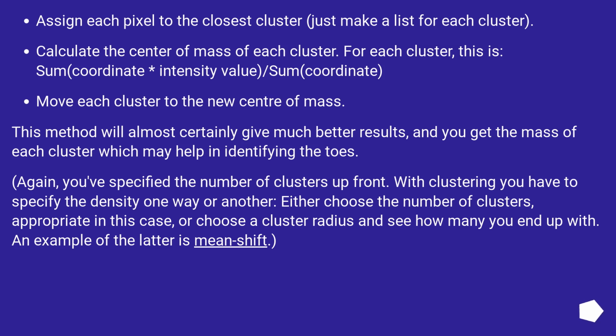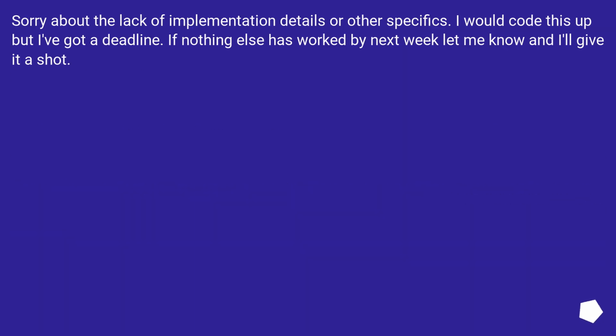Again, you've specified the number of clusters up front. With clustering you have to specify the density one way or another, either choose the number of clusters, appropriate in this case, or choose a cluster radius and see how many you end up with. An example of the latter is mean shift. Sorry about the lack of implementation details or other specifics. I would code this up, but I've got a deadline. If nothing else has worked by next week, let me know and I'll give it a shot.